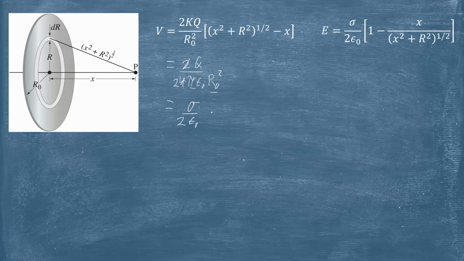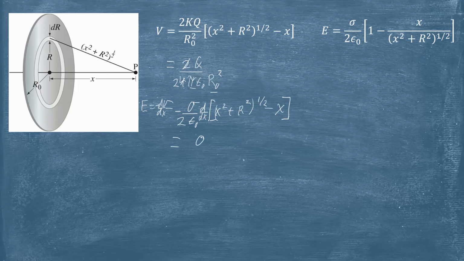Alright, so continuing on from there, we're going to take the derivative. We want to find E, which is negative dV/dx, d/dx of the square root of x squared plus r squared, minus x. You could probably go ahead and end now, unless you really enjoy watching people do derivatives, but I'm going to do it because, you know, it's fun.